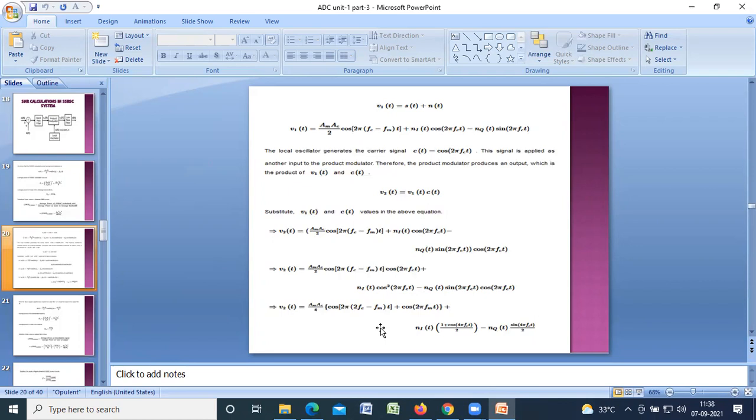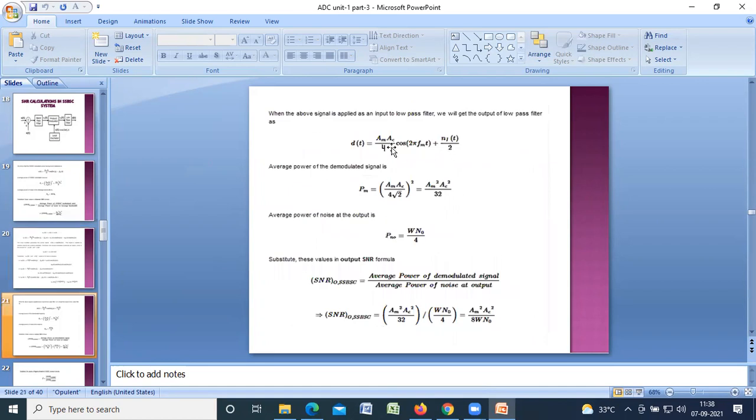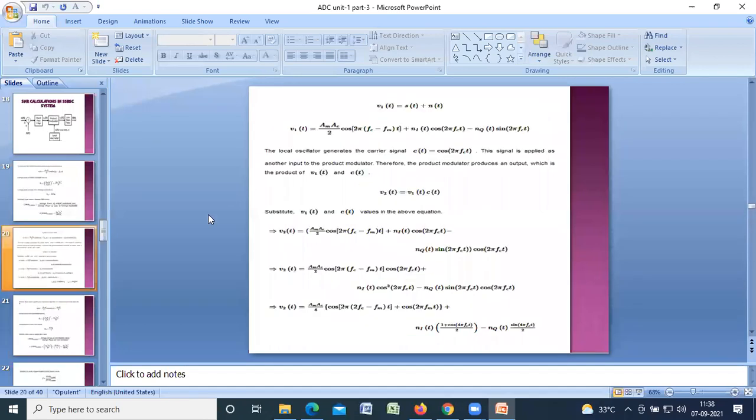आपका रिक्वायर्ड सिग्नल कौन सा होएगा? That is D of T is equal to AM AC by 4 cos 2 pi fmt plus nit by 2. You can check here. कैसे? इसमें देखो AM AC by 4 प्लस बन रहा है cos 2 pi 2 FC minus FMT. That is not required. क्यों? क्योंकि इसमें मैसेज सिग्नल नहीं है। अगर सेकंड टर्म की बात करें that is AM AC by 4 cos 2 pi FMT. Is it required?